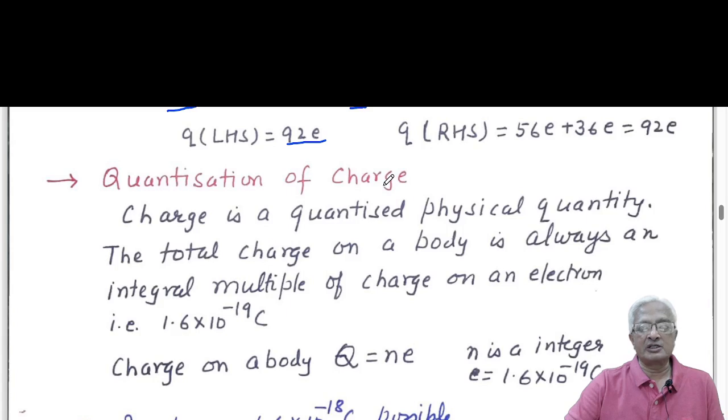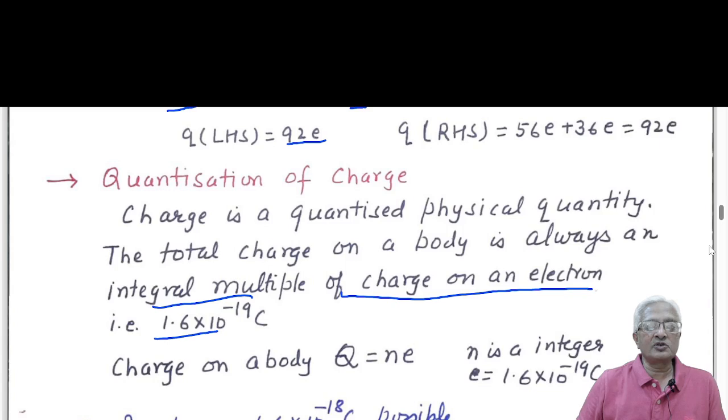Quantization of a charge. Charge is a quantized physical quantity. What does it mean? It means that the total charge on a body is always an integral multiple of the charge on an electron, that is 1.6 into 10 raised to power minus 19 coulomb. So the charge on a body Q would be equal to N times E. What is N? N is an integer.